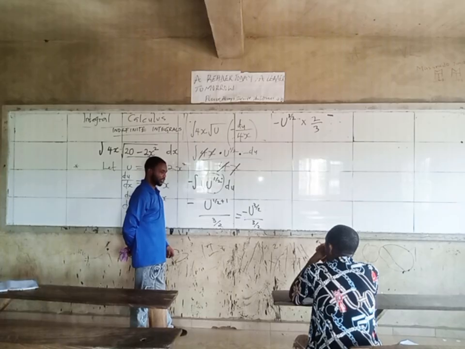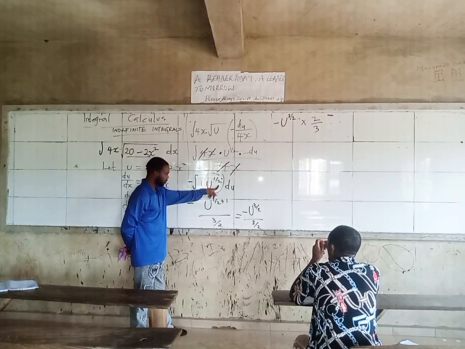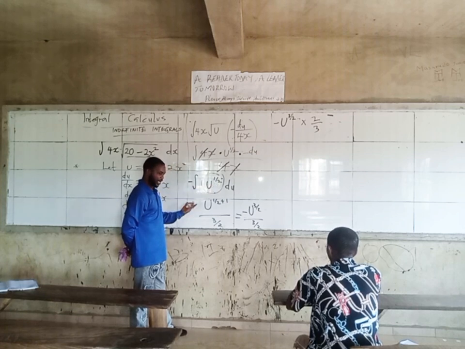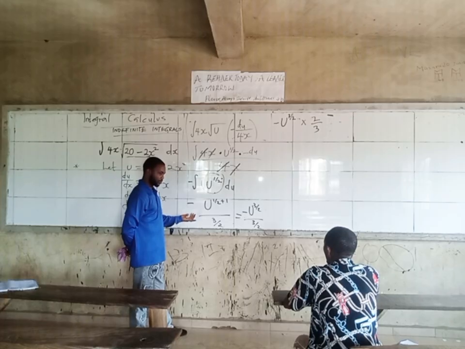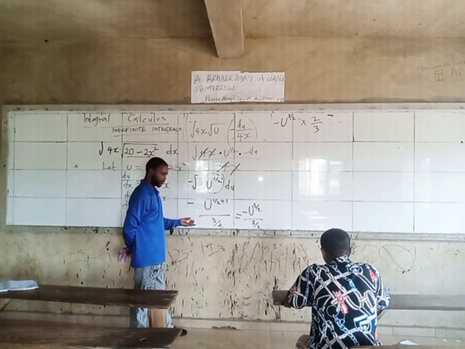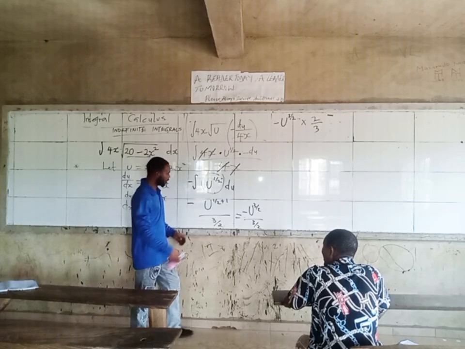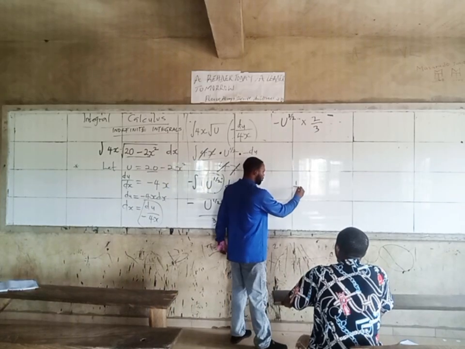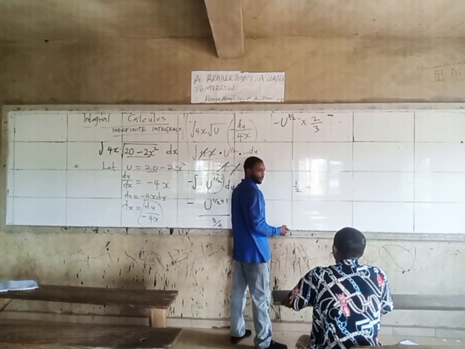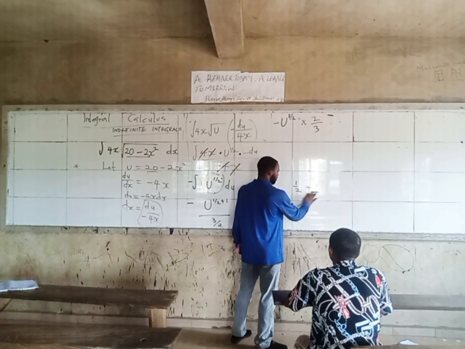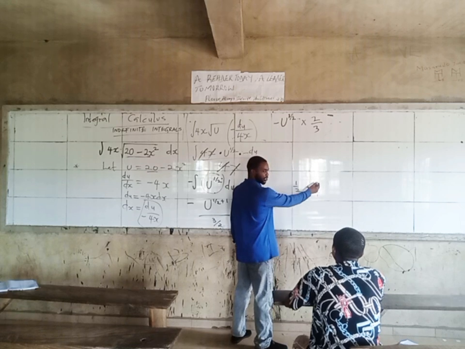If you do it, you see: 1 plus 1/2. Half is the same as 1/2. So if you add 1 to 1/2, take the LCM. The LCM here is 2.